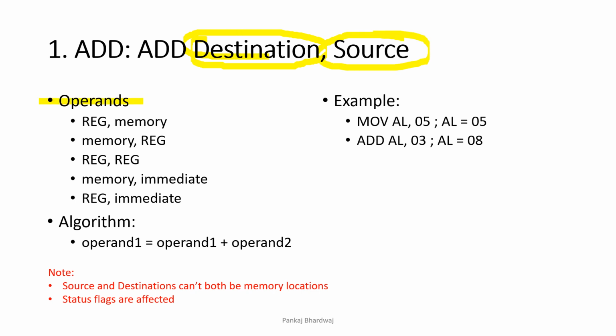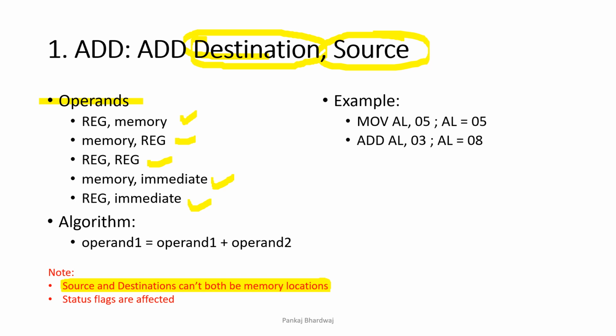So the operands may be a register and memory combination, memory and register, register and register, memory and immediate, and register and immediate. But these operands cannot be both memory and memory. So the source and destination cannot both be memory. At least one has to be either a register or immediate data.